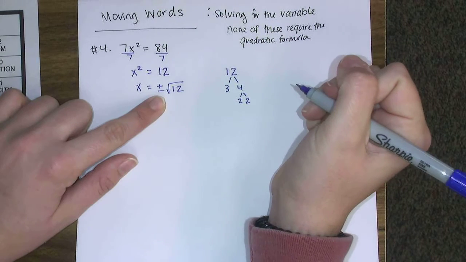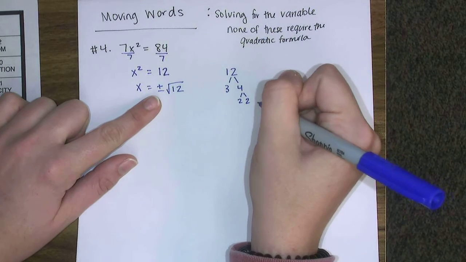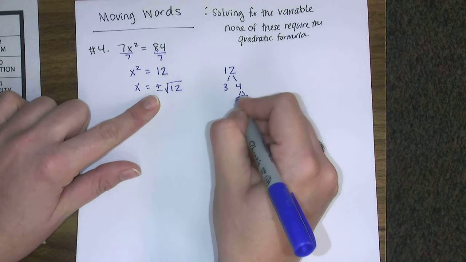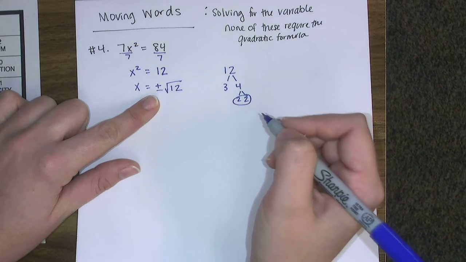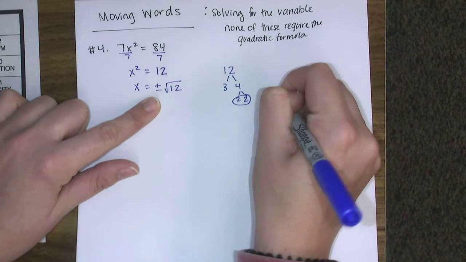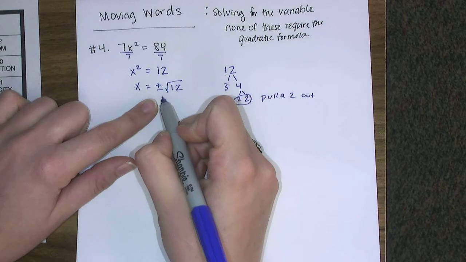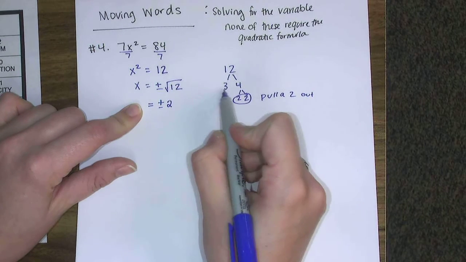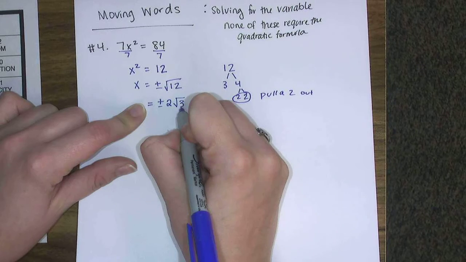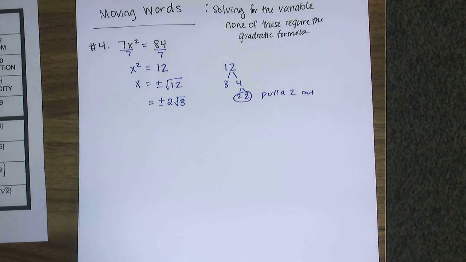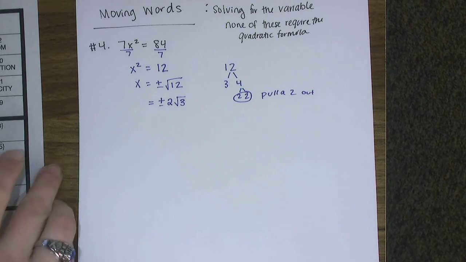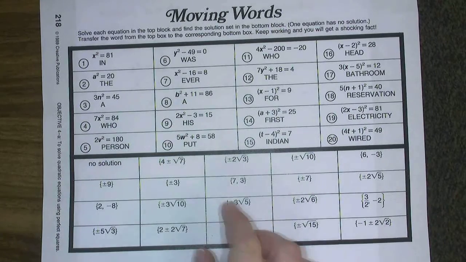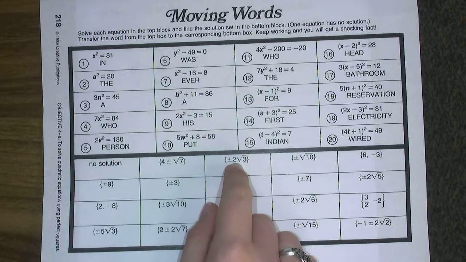Well, I'm taking the square root. So if there are 2 2's, I can pull a 2 out of the square root. So it's equal to plus or minus 2. Now what's left is the square root of 3. 3 is left because there's only one of them. So plus or minus 2 root 3. So now the question becomes, where is that on the paper? I'm looking for plus or minus 2 root 3. That's right here, and that's number 4.